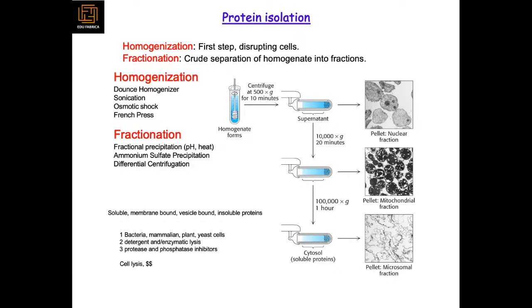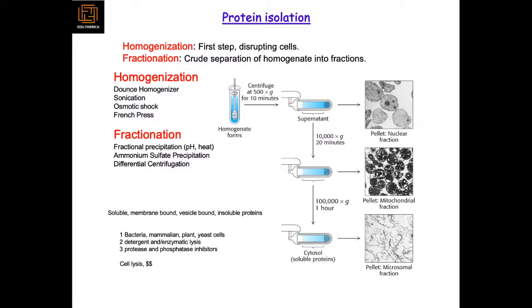Initially for the homogenization, you can use a Dounce homogenizer. Sonication, osmotic shock, and French press can also be used, right? And for the fractionation, we can go ahead with precipitation with ammonium sulfate and differential centrifugation.